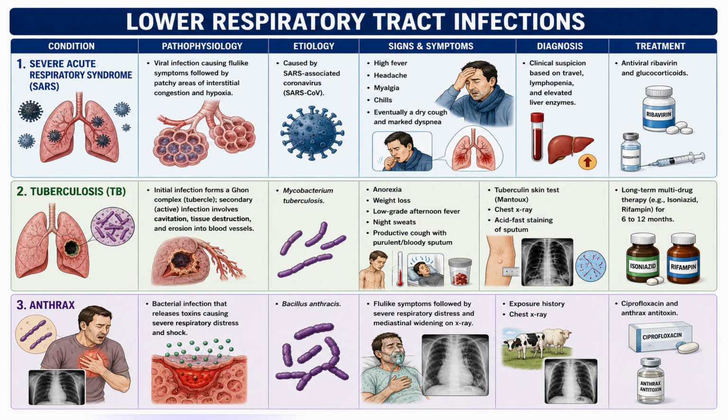TB is a chronic bacterial infection. This is caused by the Mycobacterium tuberculosis. It can remain dormant for years before becoming active. That's the reason why we do skin tests to see if it's there, right? If it's present there, laying dormant. Active TB commonly causes weight loss, night sweats, fever, and a productive cough that can contain blood. Treatment requires long-term multi-drug therapy.